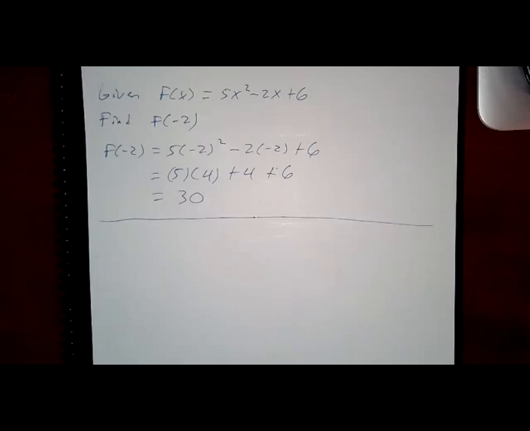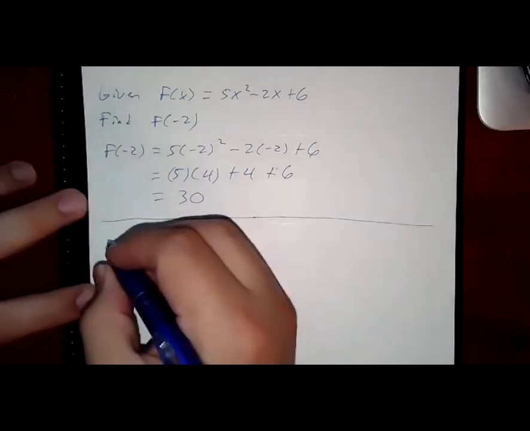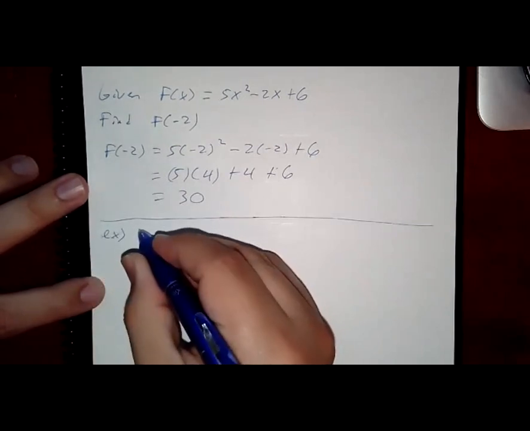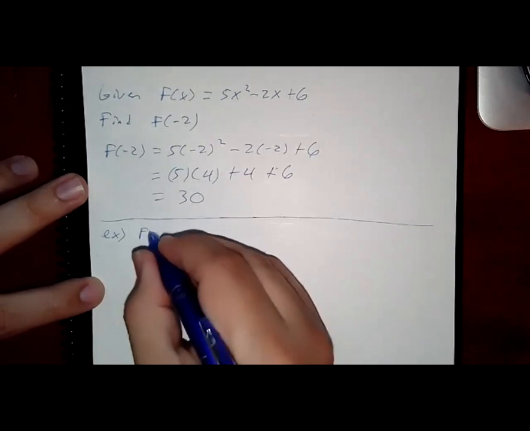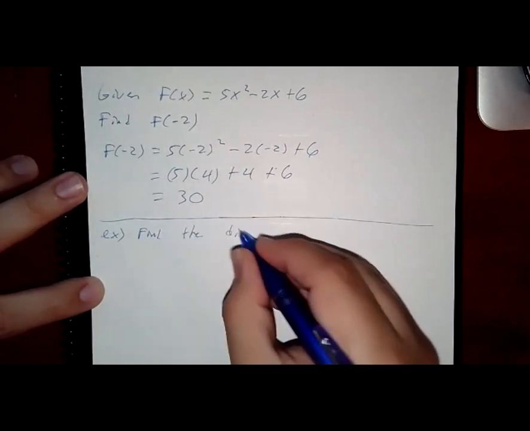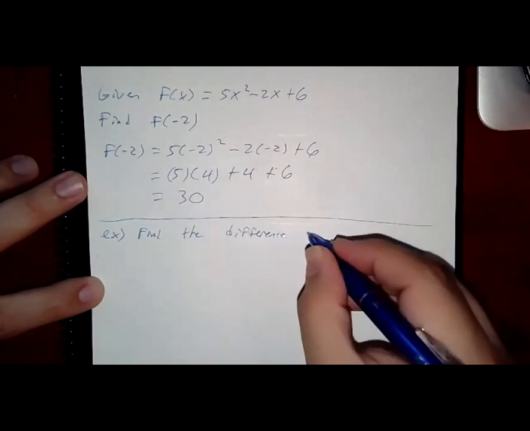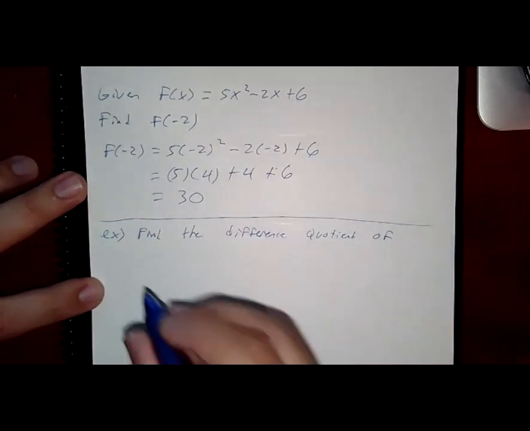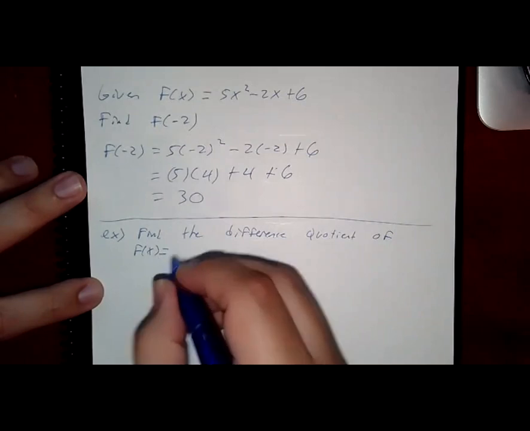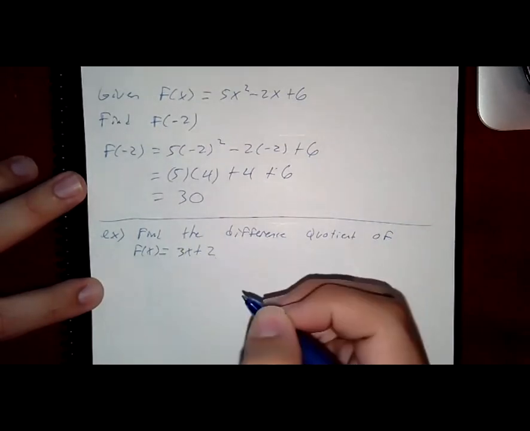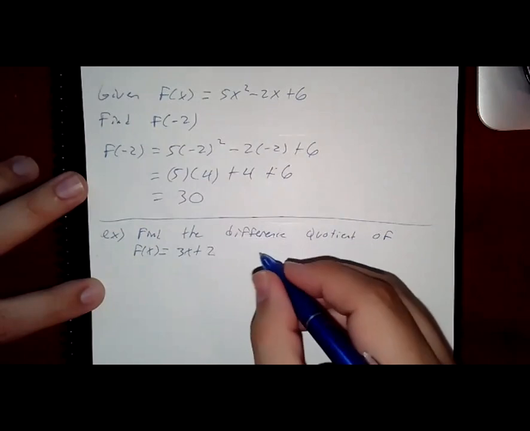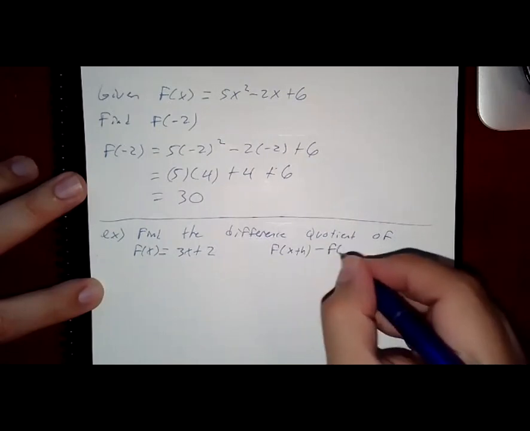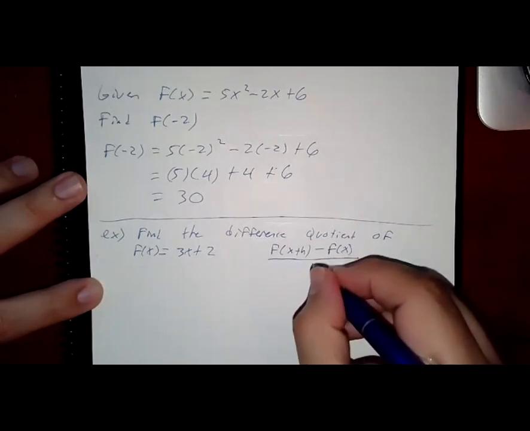I think this would be the hardest part of the section. Find the difference quotient of f of x equal to 3x plus 2. The difference quotient is this guy: f of x plus h minus f of x, over h.